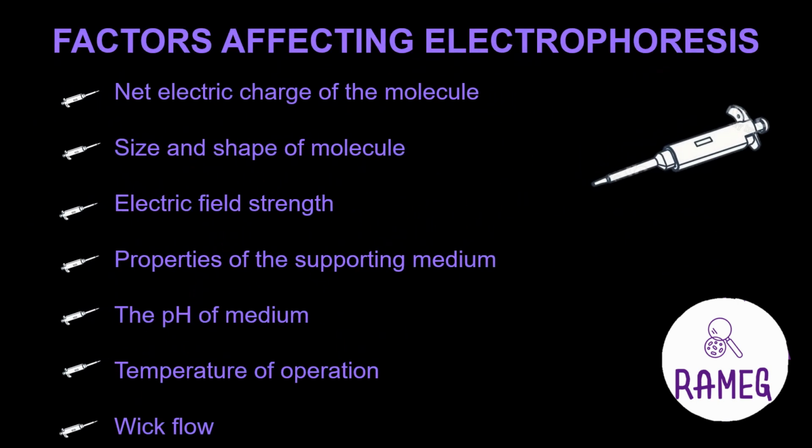Let's talk about certain factors which affect electrophoresis. The major factors include the net electric charge of the molecule, the size and shape of the molecule, electric field strength, pH of the medium, temperature of the operation, and the wick flow. How does the net electric charge affect electrophoresis? If the electric charge is greater, this may increase the rate of migration, based upon the molecular charge.